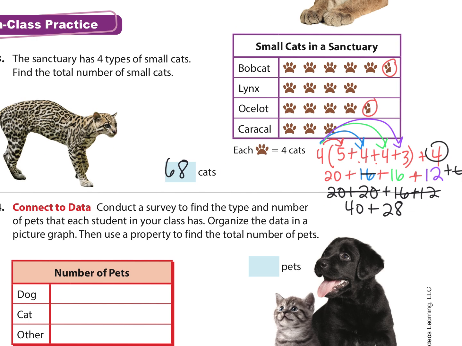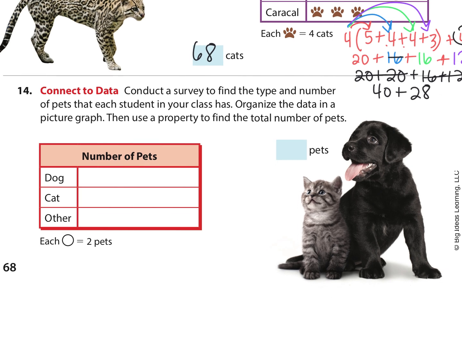Okay, let's look at the very last one. It says, conduct a survey to find the type and number of pets that each student in your class has. Organize the data in a pictograph. Then use a property to find the total number of pets.